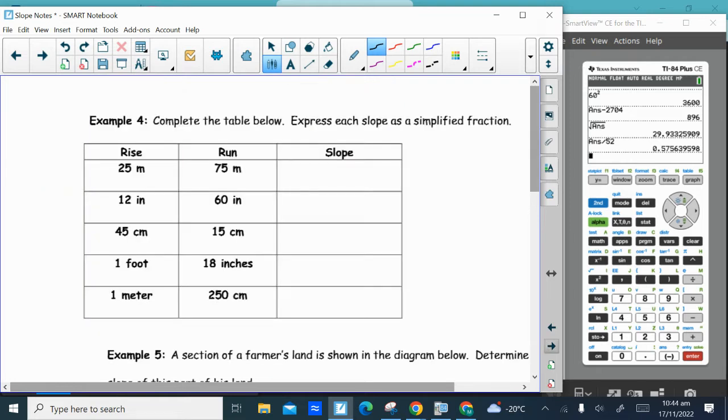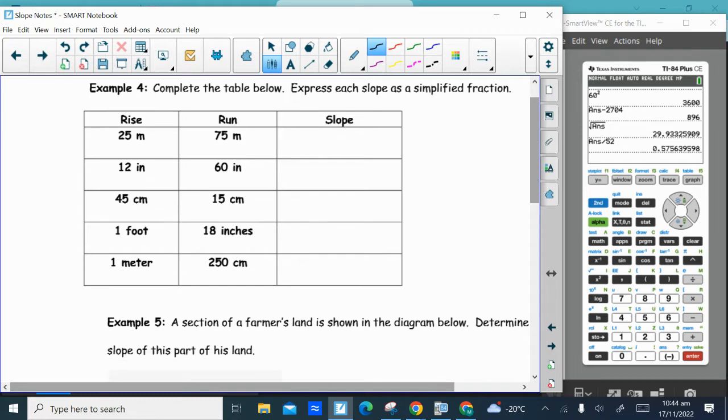This next one says, complete the table below. Express each slope as a simplified fraction. Remember that slope is always rise over run. The one thing you want to make sure, though, is that the rise and run are in the same units. And for the first three, they are. For the first one, the rise is in meters, the run is in meters.